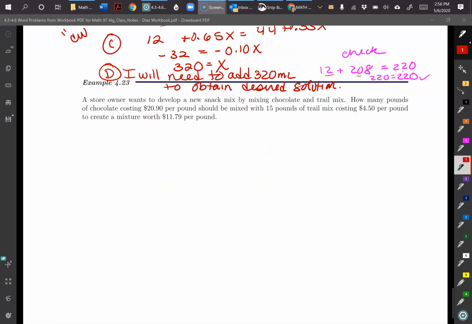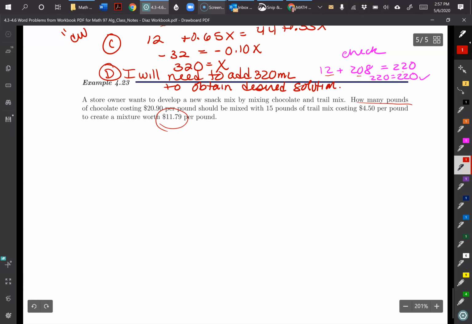Okay, last problem for this set. We have example 4.23. A store owner wants to develop a new snack mix by mixing chocolate and trail mix. How many pounds of chocolate costing $20.90 per pound should be mixed with 15 pounds of trail mix costing $4.50 per pound to create a mixture worth $11.79 per pound? So that's what we want our value to be. And we are looking at how many pounds of the $20.90 one.